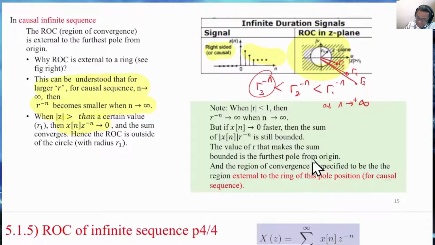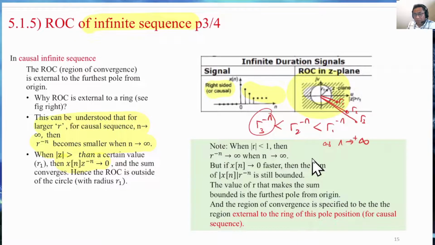Hence, we see that the region of convergence is actually outside of a ring, and the position of the ring is at the smallest, at the ring encircled at the point of the furthest pole from the origin.